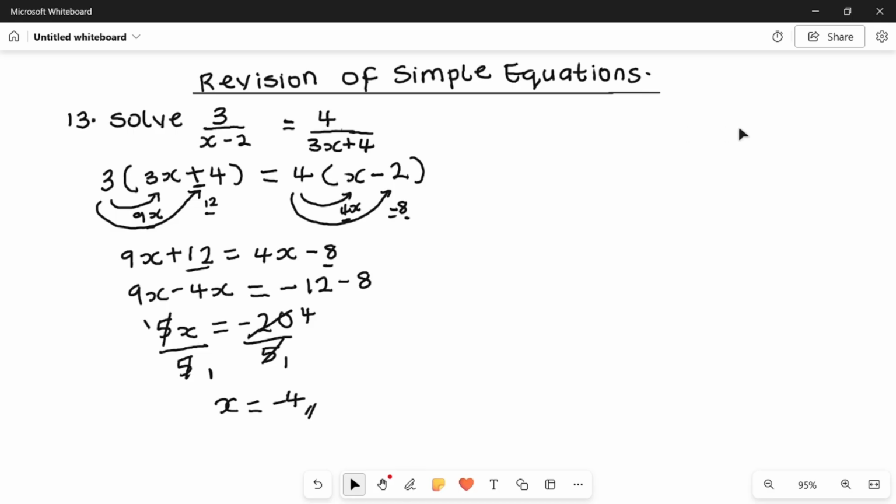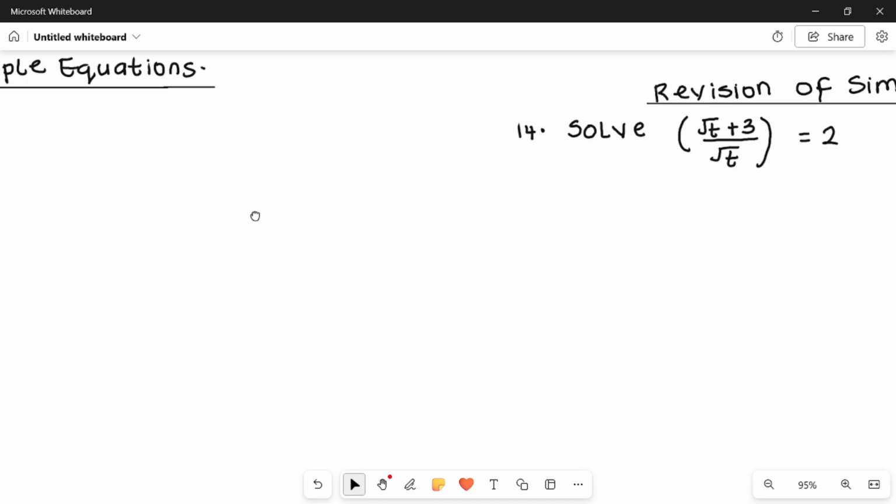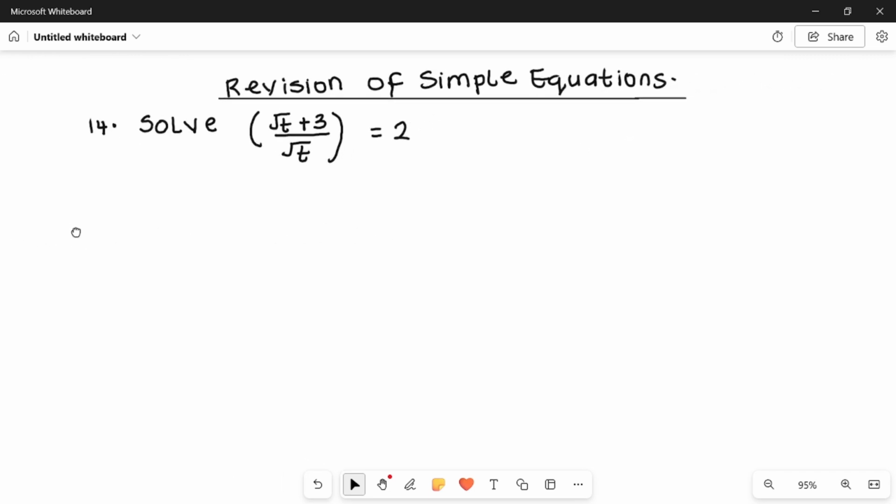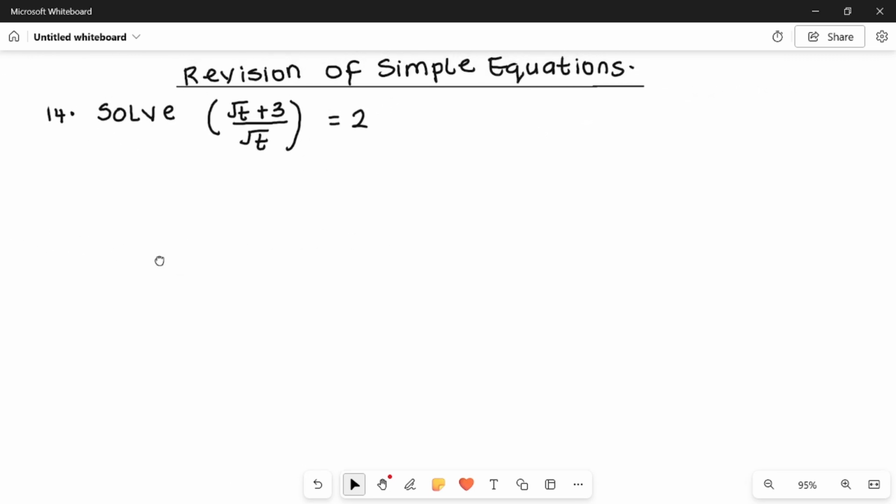So moving on to the next question. Question 14, as example 14. Still on revision of simple equations, we have that solve square root of t plus 3 all over square root of 3 of t is equals to 2. So there are two ways of solving this question. One is straightforward and the other one is a bit long. I'll show you both of them.